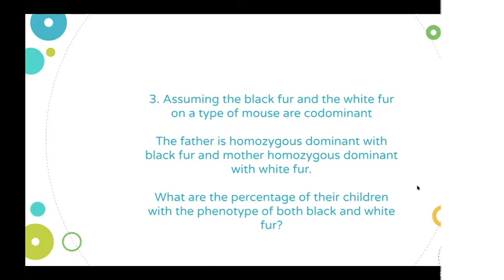All right, so we have another question. Assuming the black fur and the white fur on a type of mouse are co-dominant. So this time we will be utilizing the information we just learned in the last two slides to answer this question. So assuming black and white fur on the type of mouse are co-dominant, the father is homozygous dominant with black fur, and the mother is homozygous dominant with white fur. So what is the percentage of their children with the phenotype of both black and white fur? So I'll go ahead and launch the poll again.